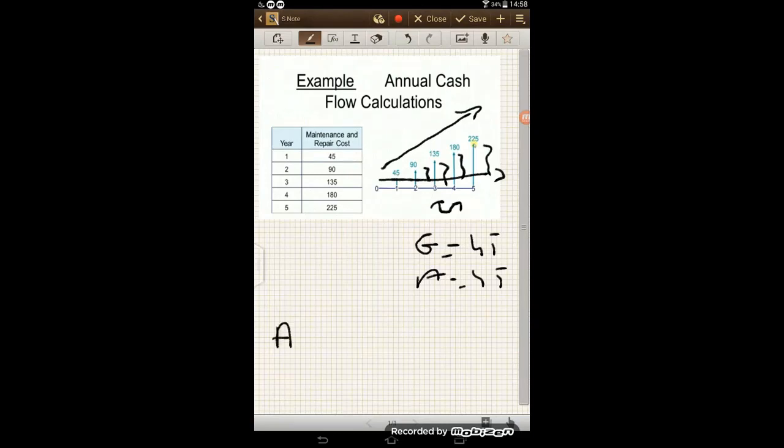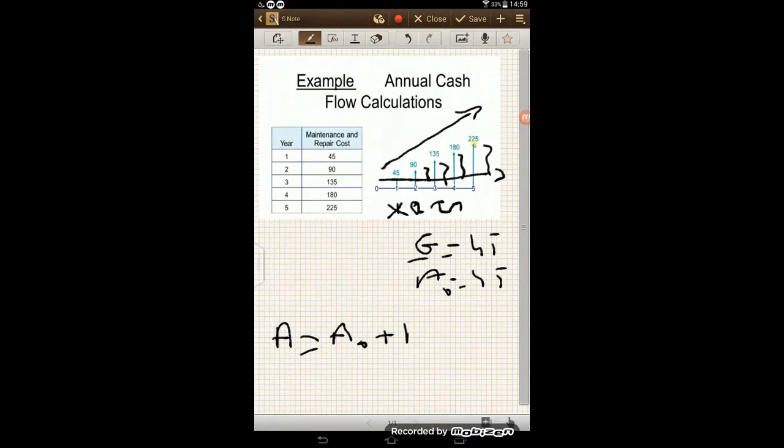Then we know that A is A0, which is the beginning, plus we are going to make the analysis, the equivalent annual cash flow. So we need this A0 plus we are going to convert this G into the A value. As we know, the first year we pass by because it's an annual series, then in the second year the G is starting, so we don't need to do anything right now.